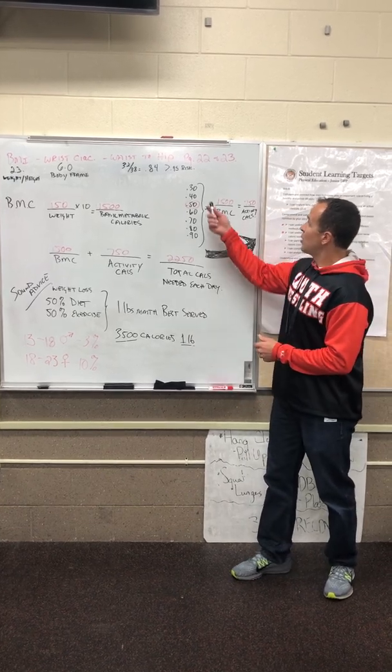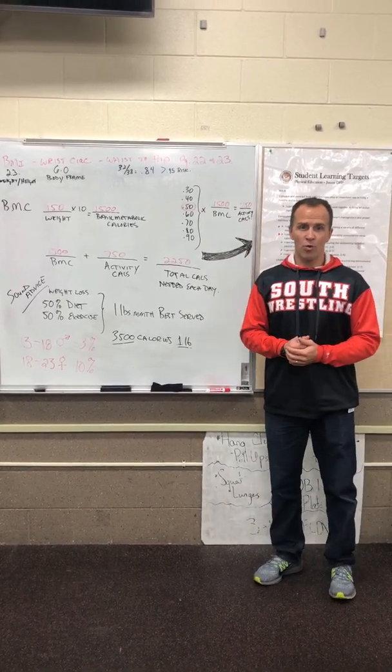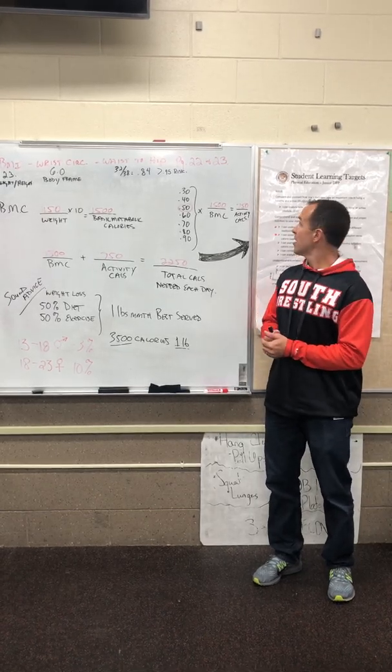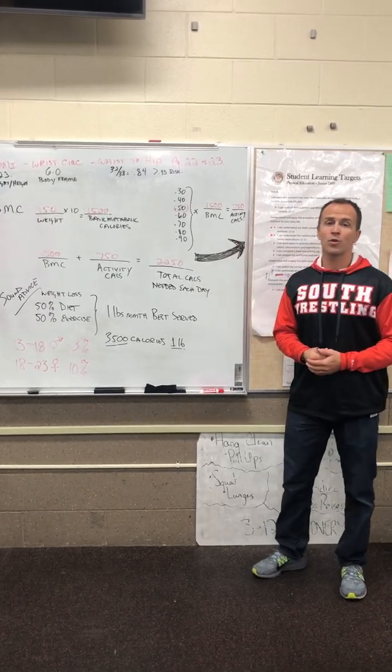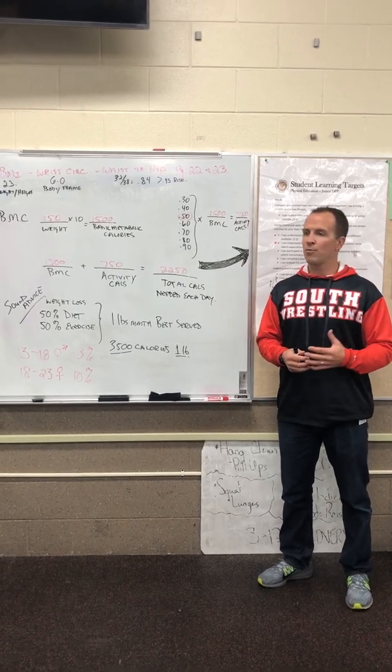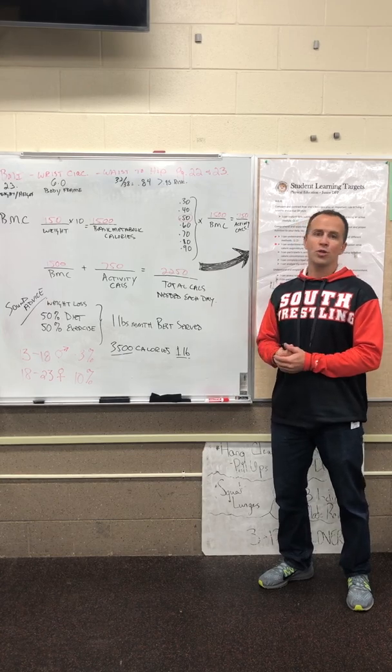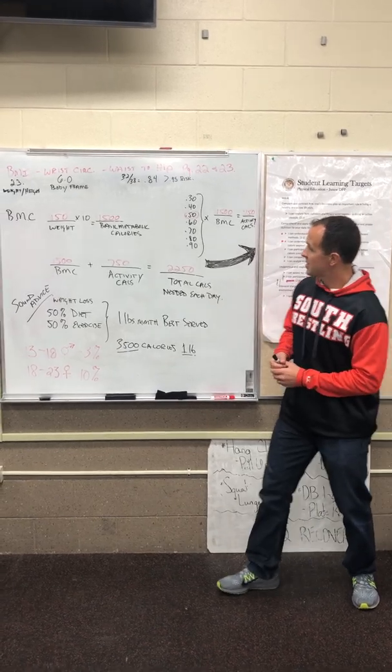Next, you calculate what percentage activity level you are, and you multiply that times your BMC that you calculated prior, and that tells you how many calories you burn throughout the course of the day in activity. And that could range from physical activity to whatever else you do on a daily basis.